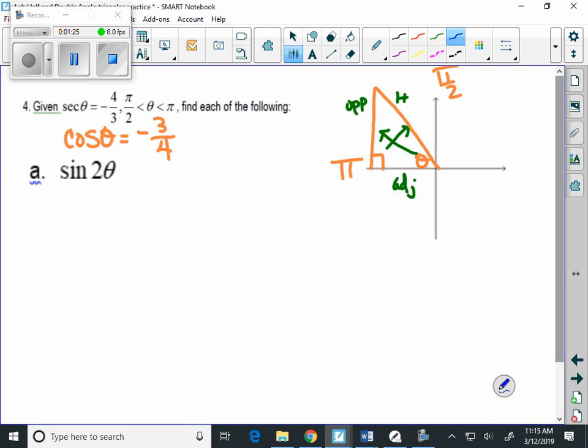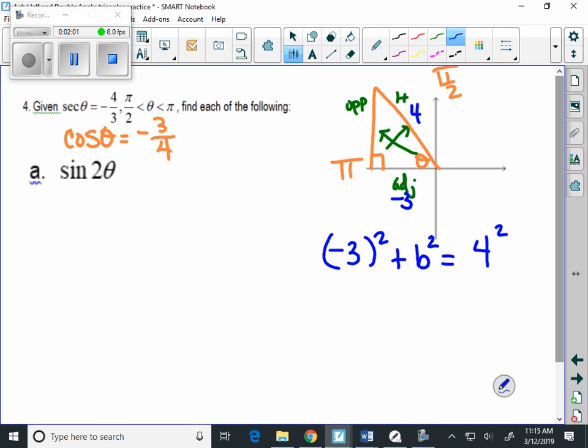Cosine is the adjacent over hypotenuse, which means that this side is going to be negative 3. The hypotenuse is going to be 4, and we need to find that opposite length, because we want to be able to identify what's sine, what's cosine, what's tangent. The good part is that we already know what cosine is because we converted it. We're going to use the Pythagorean theorem, which is negative 3 squared plus b squared, or whatever letter you want to use, equals 4 squared.